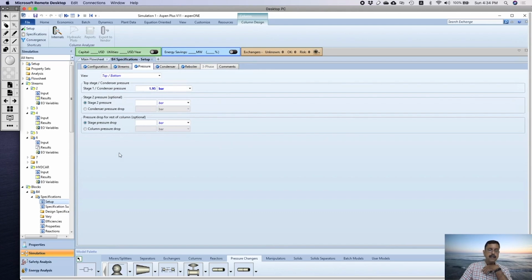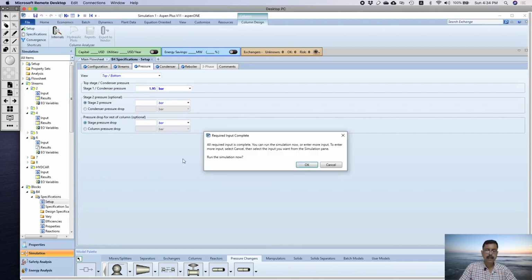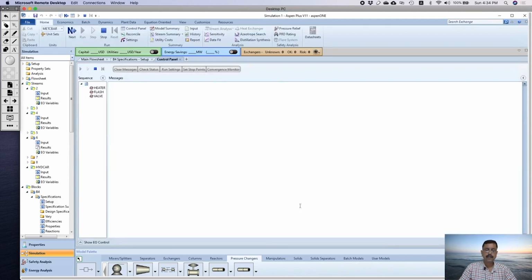Now here there are certain optional terms, you can check. I mean, stage 2 pressure or pressure drop in the rest of the column. So these are the information that you could give, but even without them the equations are complete. So we go to next, and here it says run the simulation now. So that simulation environment is complete with all the specifications written. So run the simulation now.